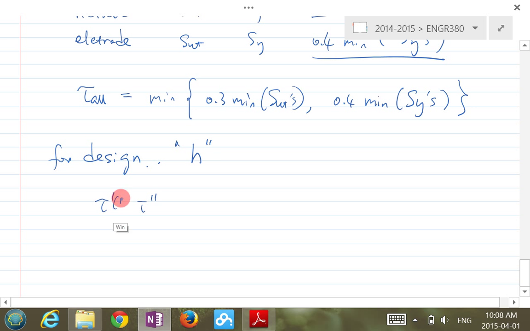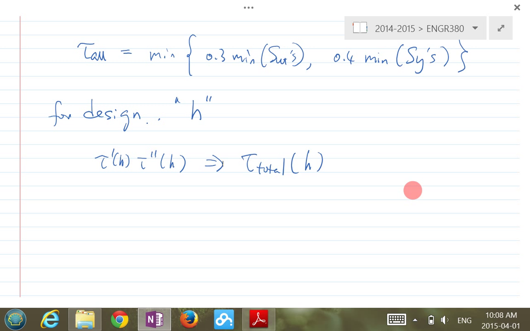But they're going to be what? A function of H. Then your tau total will be a function of H. However, you do have the electrode and the base material, so you will have this tau allowable. This is known.